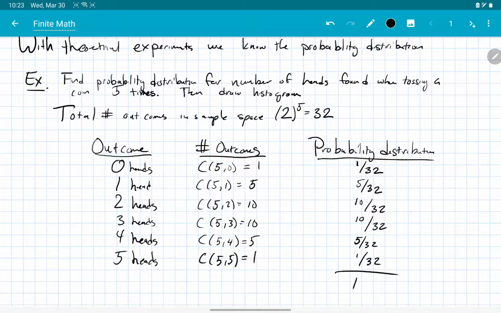And if you note, you add all these numbers, you get 1. Right? If you have all of the possibilities accounted for, and you add all of the probabilities associated to them, you should get 1, because something must happen. Do you see how I made this probability distribution table?